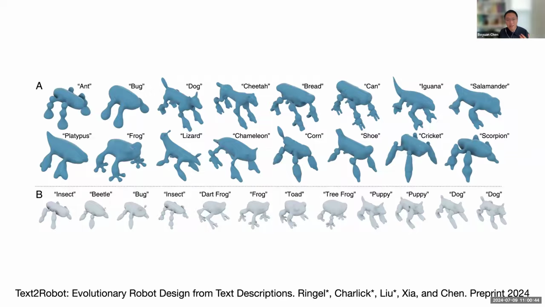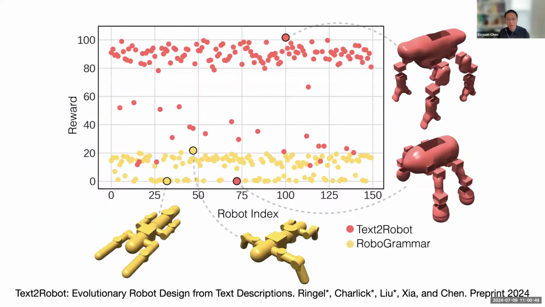You can specify it as ant, bug, dog, cheetah, Brad, whatever you want to name it. And after that, this is sort of the main takeaway message figure, where if you look at what we're showing here, the previous state of the art is a framework called RoboGrammar. Essentially, it is a tree structure that specifies a grammar for combining different basic components of a robot design.